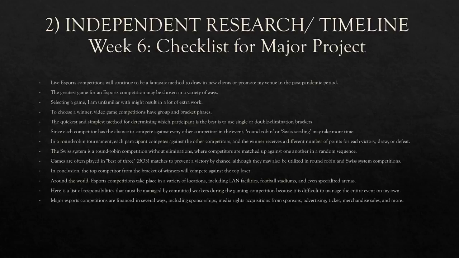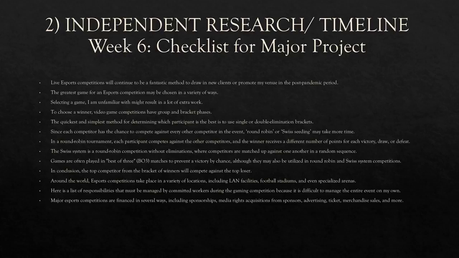The Swiss system is a round-robin competition without eliminations, where competitors are matched up against one another in a random sequence. Each competitor receives a running score and faces a comparable number of opponents with a comparable score. They do not have to face each other at the same time and are never partnered with the same opponent again. In a single elimination bracket, the winners and losers are divided into pairs. The winners go to the next round, and the losers are eliminated.